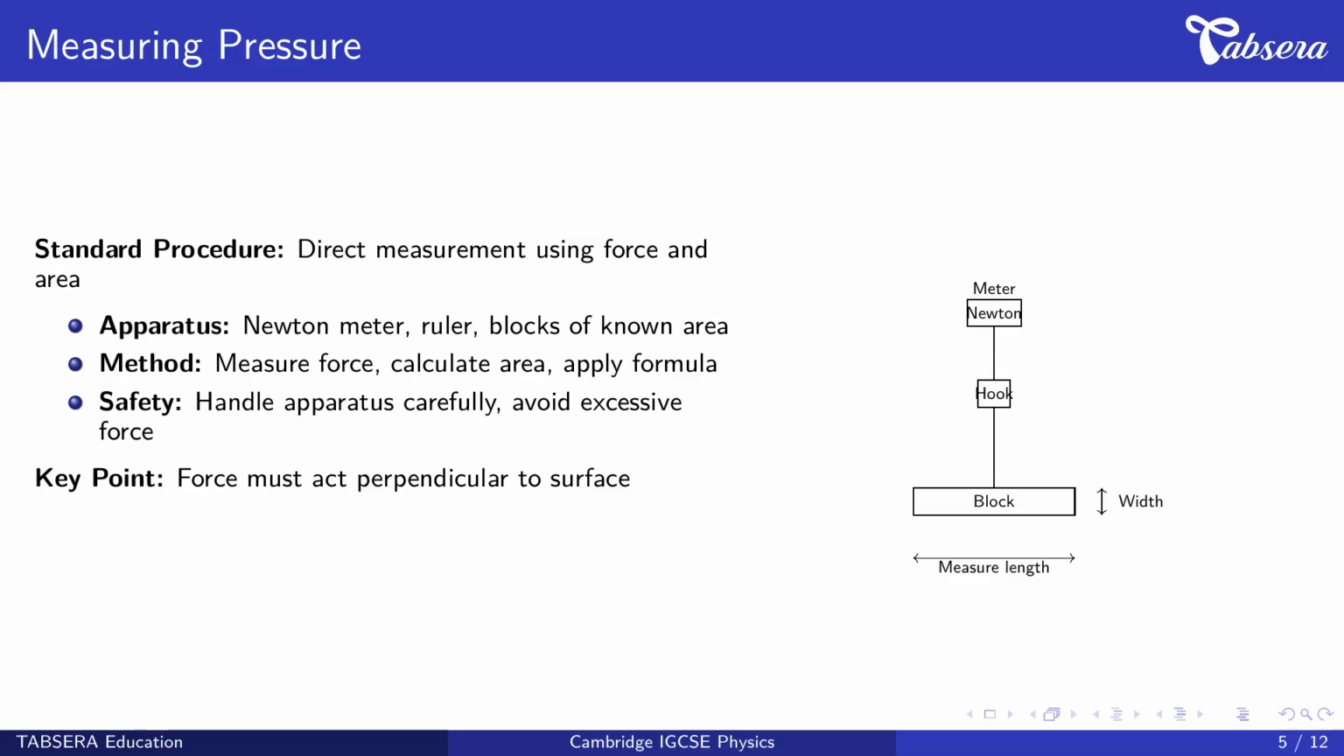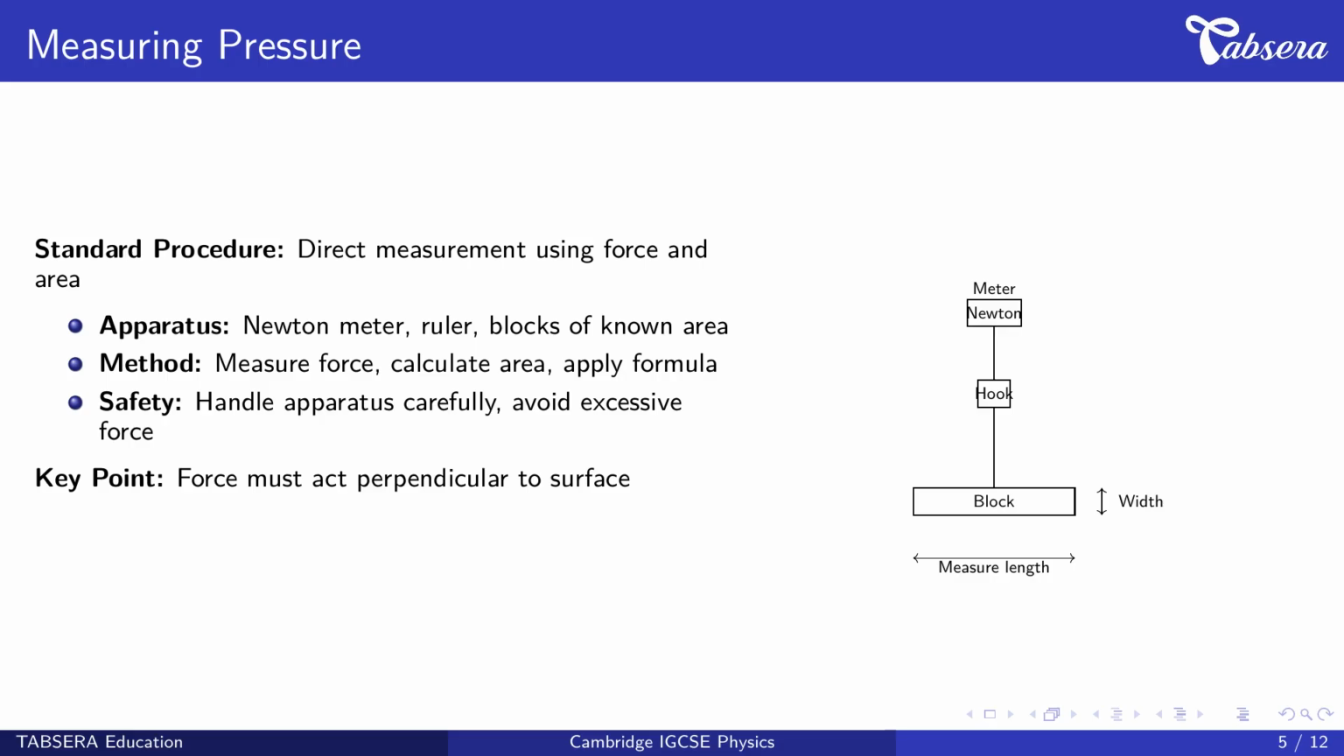Now we examine the experimental method. This follows Cambridge IGCSE standards. The apparatus needed includes a Newton meter to measure force in newtons, a ruler to measure dimensions in meters, and blocks of known area to provide the surface. The method consists of these steps. First, measure the force using the Newton meter, ensuring the force acts perpendicular to the surface. Second, calculate the area by measuring length and width, then multiplying them together. Third, apply the formula P equals F over A to find pressure.